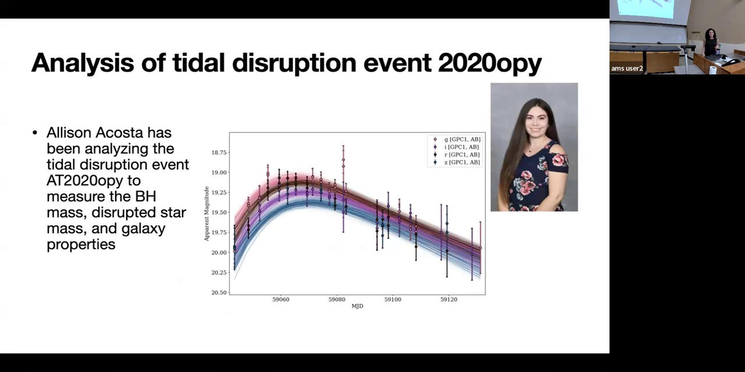And Allison Acosta has also been analyzing tidal disruption events with our Young Supernova Experiment data. So this is Allison's light curve for the tidal disruption event called 2020 OPY. And Allison has been analyzing this object to measure the black hole mass, the disrupted star properties, and the galaxy properties. And hopefully we'll submit that in the next couple months.